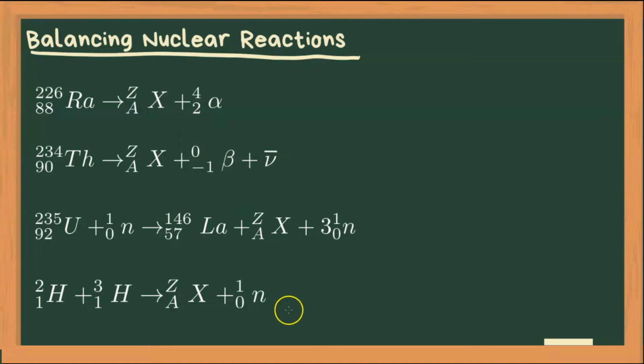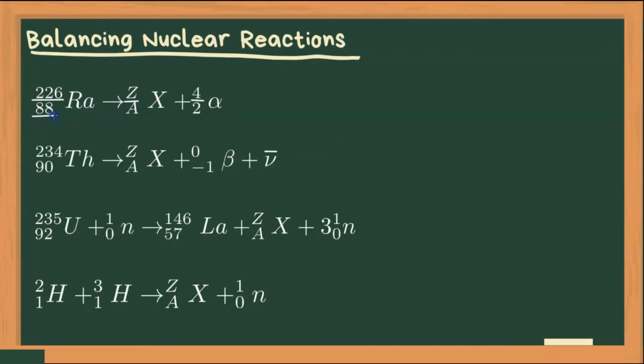Alright, so I have four equations here. Here we have alpha and beta decay, and then we have an example of a fission and fusion reaction. In each case, we have numbers written above. These are called our atomic mass, which show our total number of nucleons, so sometimes called the nucleon number. Nucleons are just particles in the nucleus, so those are our familiar protons and neutrons.